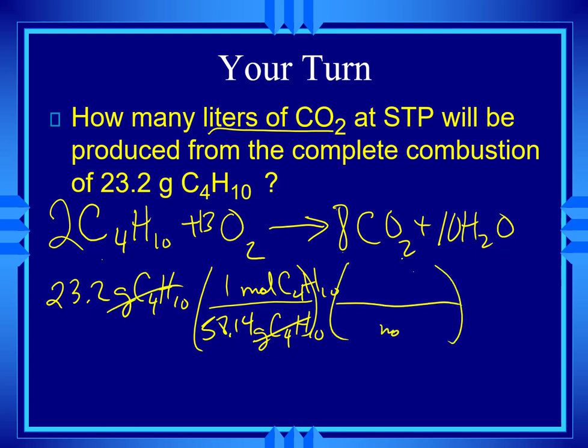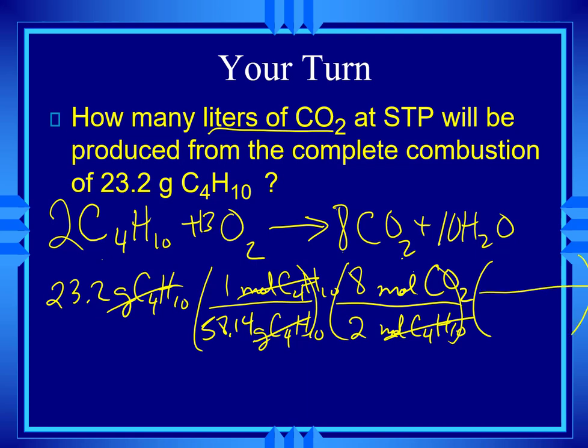Then I want to get rid of moles of C4H10. And the reason I change into moles is so I can change chemicals. The chemical I want to talk about is CO2. And in my equation, there's a 2 in front of C4H10 and an 8 in front of CO2. And my moles of C4H10 are gone. So now I want to get rid of moles of CO2. Change it into grams of CO2. Carbon's 12.01 grams. Oxygen 16 times 2 is 32 grams. 12 and 32 is 44.